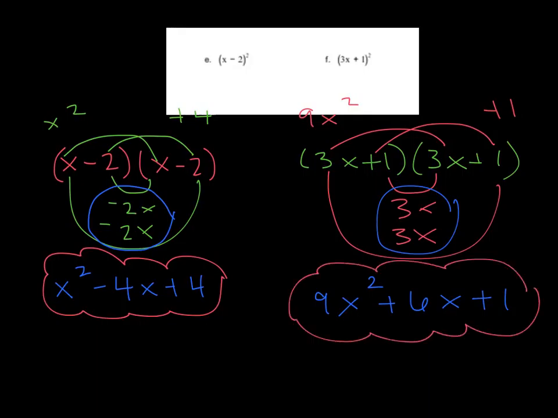Now this pattern is a little bit more difficult to recognize, but what you should notice is that the first term of your product is this term squared, so 3x times 3x is 9x squared. Your last term is your last term squared, so 1 squared is 1. And then you know your inners and outers are the same, and it's going to be 3x times 1 and then times 2, because there's 2 of them, which would give you 6x. Now, if you cannot recognize the pattern, that's okay. You can use FOIL to get your product.